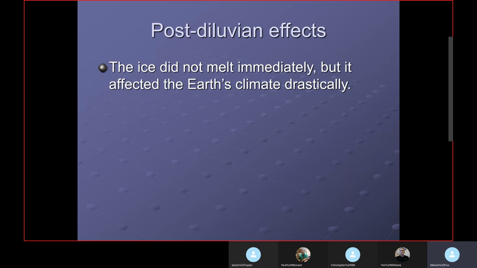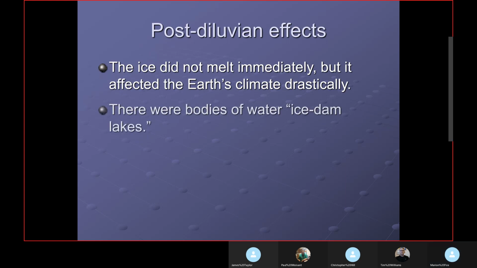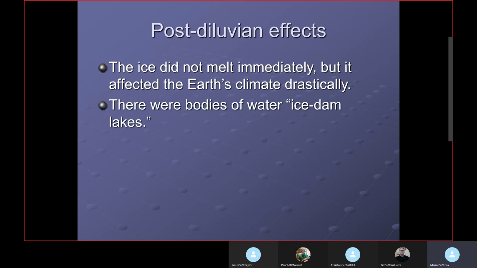Now, ice, of course, we've set forth how ice came in, but ice did not melt immediately. Of course, this ice was extremely cold, but it drastically changed the Earth's climate, forever changed the climate of the Earth. There were bodies of water and there were ice dam lakes. We'll be seeing these ice dam lakes and how they affected the Earth.